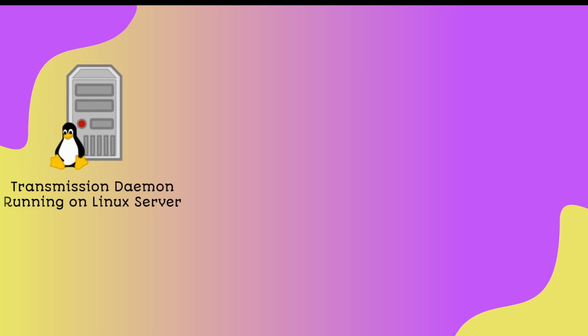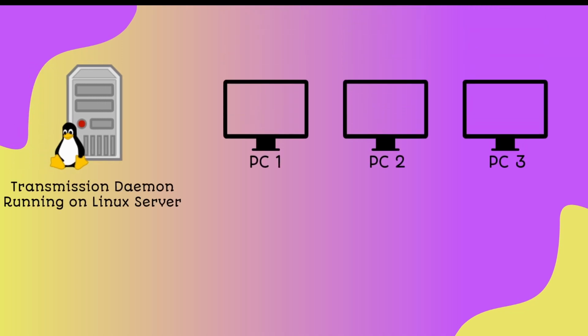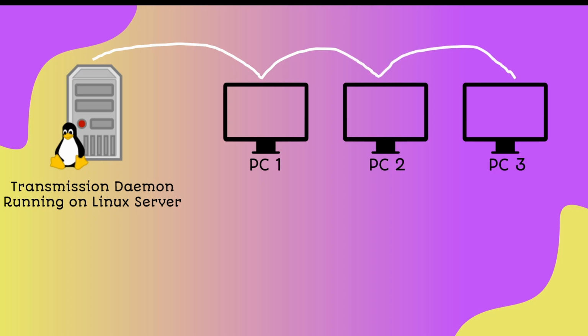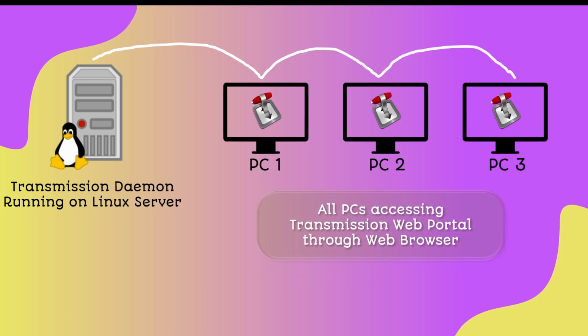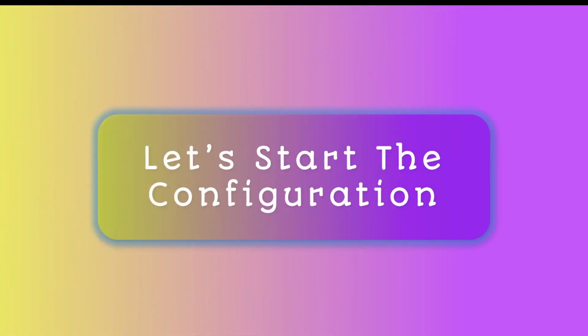So in this video we will show you how you can set up transmission web server on your Linux machine and access the transmission web portal from any PCs on your local network. Now to access the web portal of transmission, you can use any web browser on your PCs. So let's begin the setup.